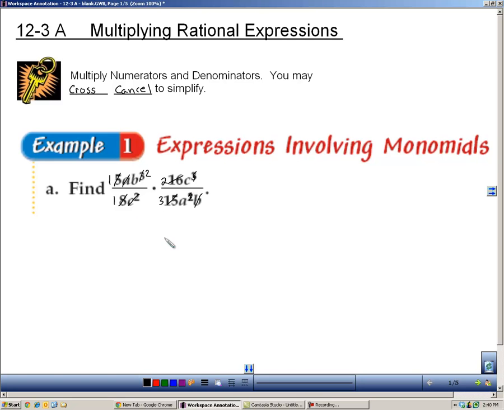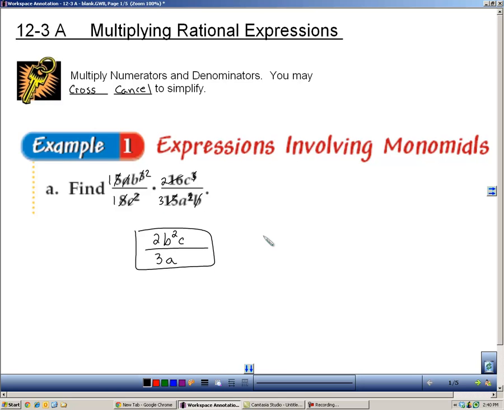So on the top, I'm left with just a b squared. Oh, there's a 2 there also, so the 2's got to go in front. So 2b squared c. And on the bottom, I have a 3 and an a. So that's how that one would simplify.